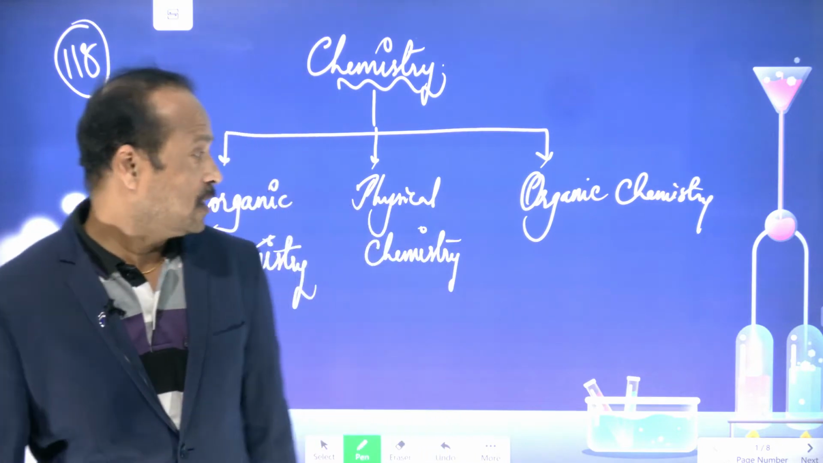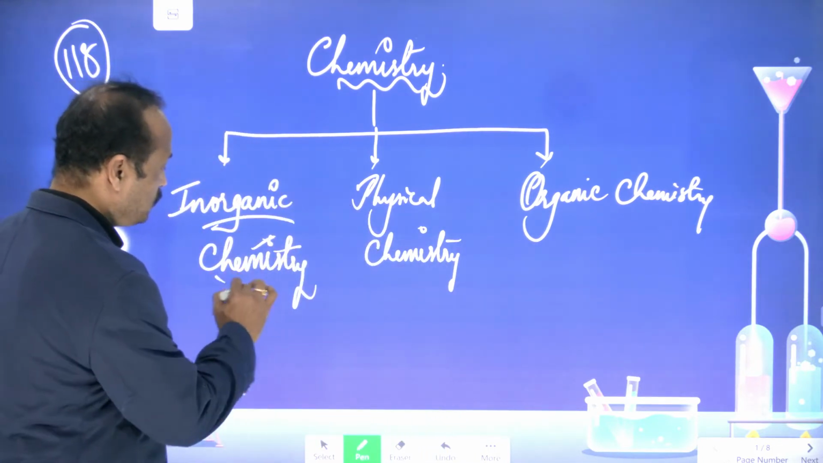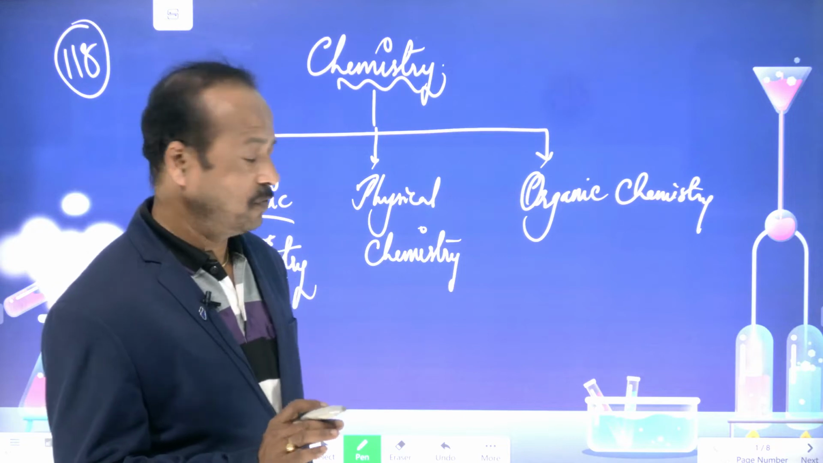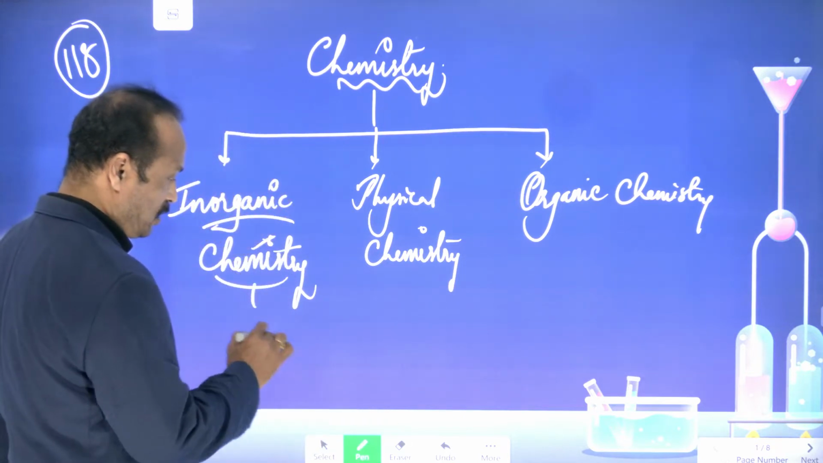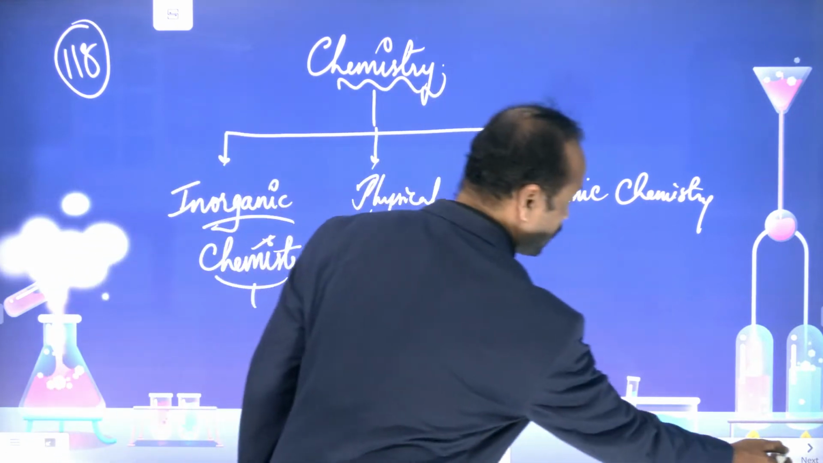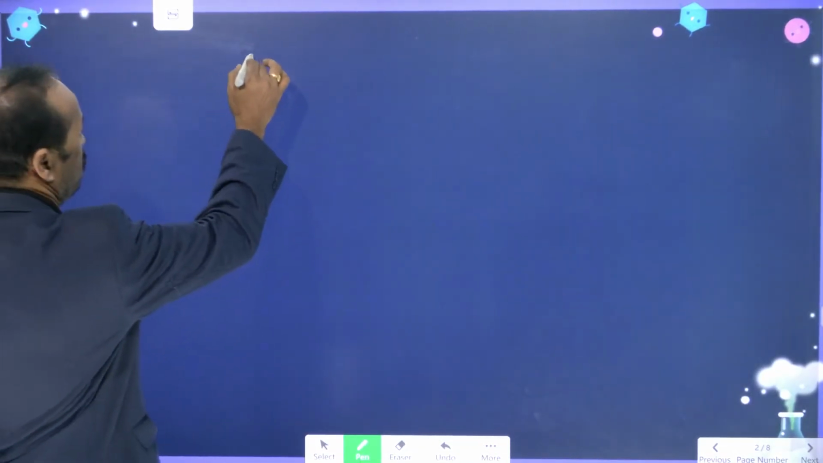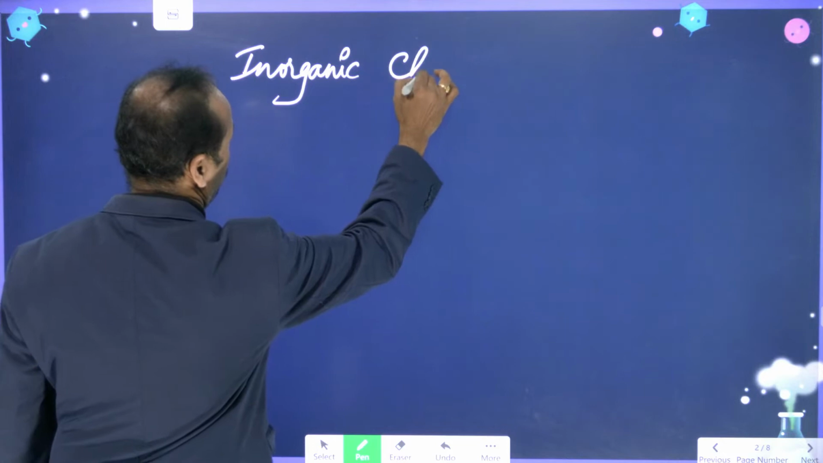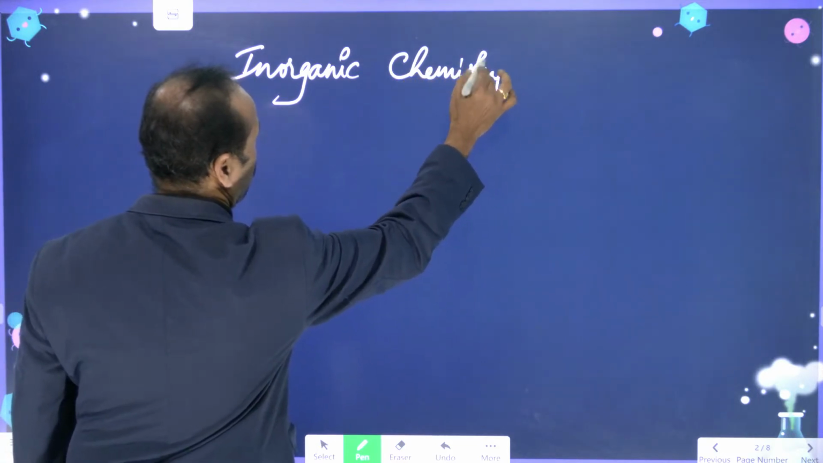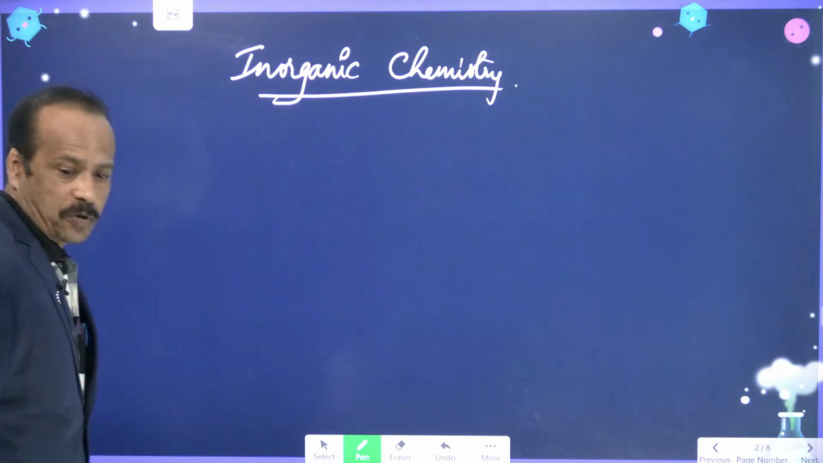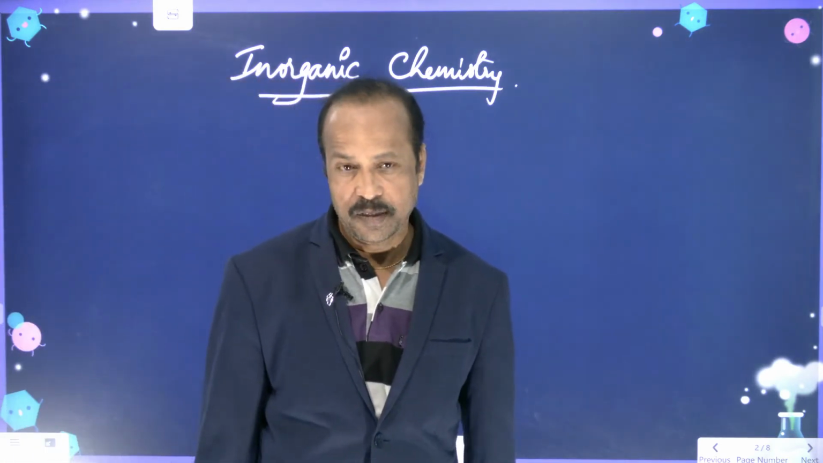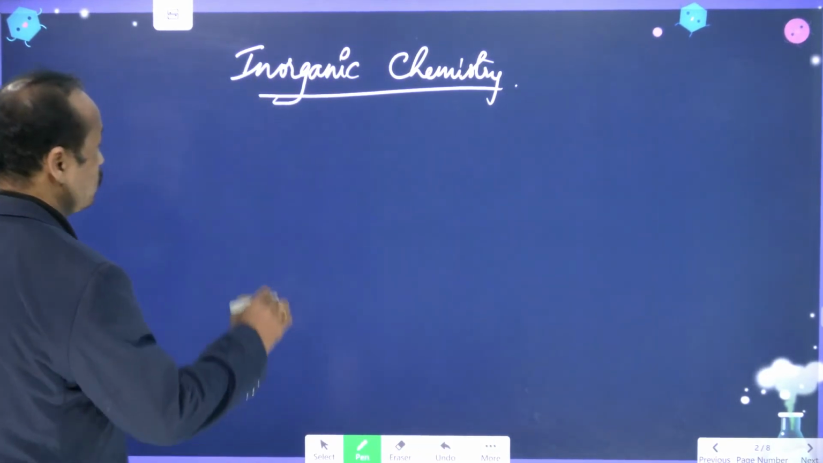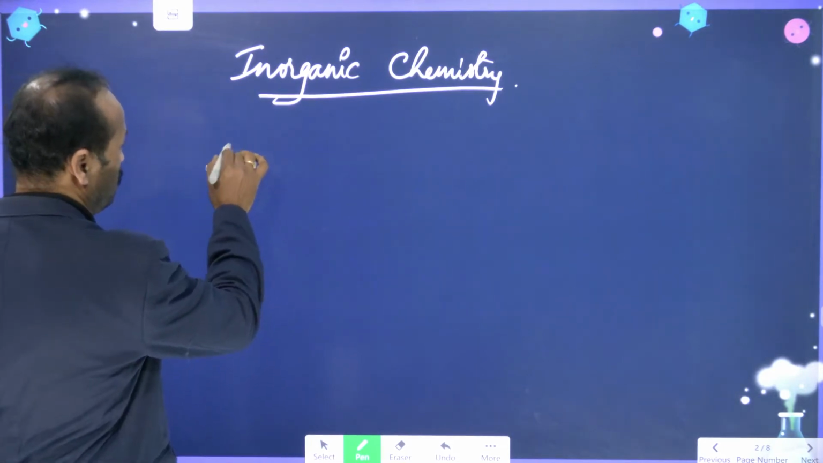In inorganic chemistry we study the normal elements and compounds, like atomic structure. I'll discuss one by one. First, I will take inorganic chemistry. What are the topics we are going to deal with under inorganic chemistry? Under inorganic chemistry, we are going to deal with the topic called structure of atom, which is called atomic structure.